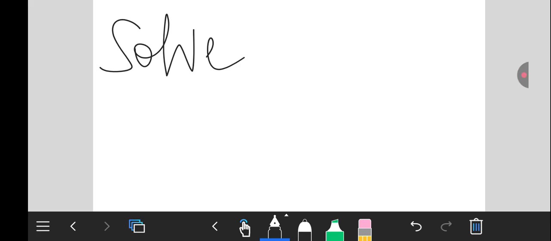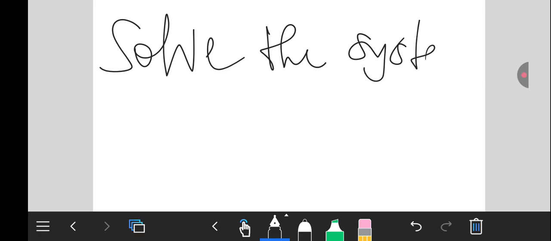So solve the system of equations. Whenever you see solve the system of equations, or solve the simultaneous equations, whatever way you pronounce it, they're just asking you to solve those simple simultaneous equations. They are very simple actually.